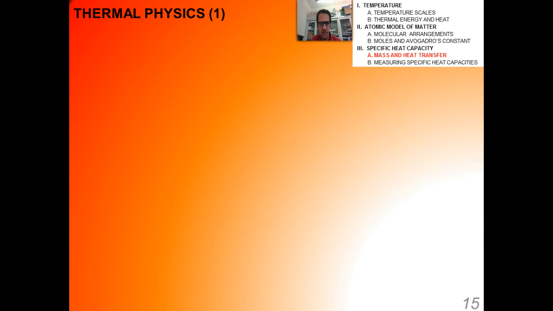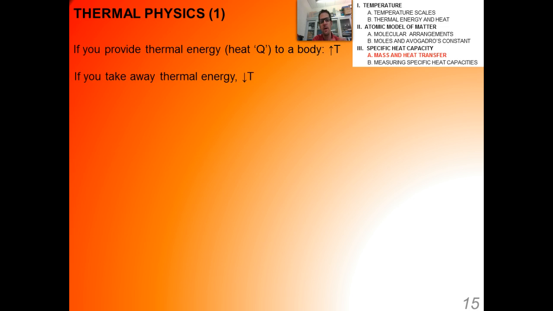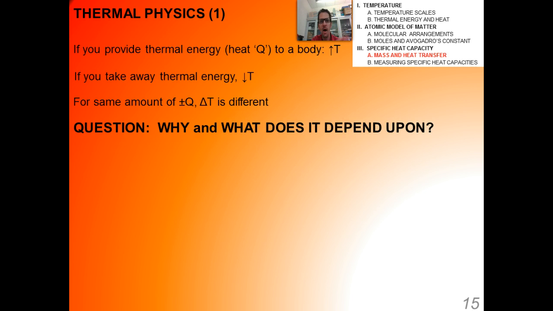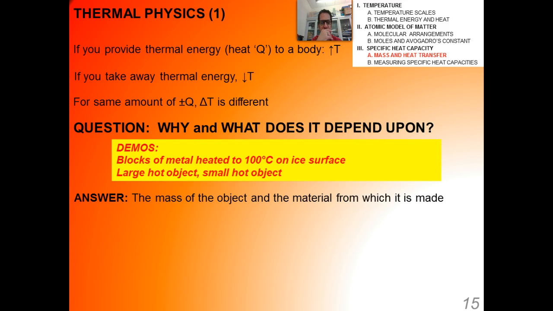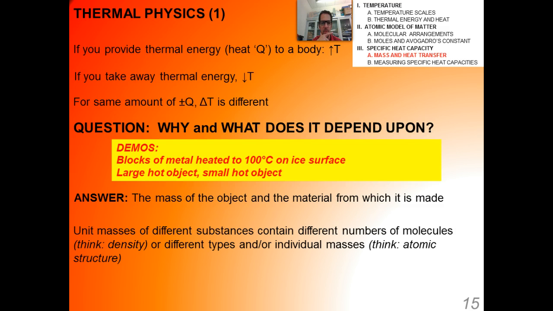The same similar physical properties, okay? Now, if you provide thermal energy to a body, its temperature goes up. If you take away thermal energy, the temperature goes down. So for the same amount of change in heat, the change in temperature can be different. Why, and what does it depend on? I'll do a couple of demos in class. The answer is completely related to two things. Number one, the mass of the object and the material from which it's made, the density and so forth.